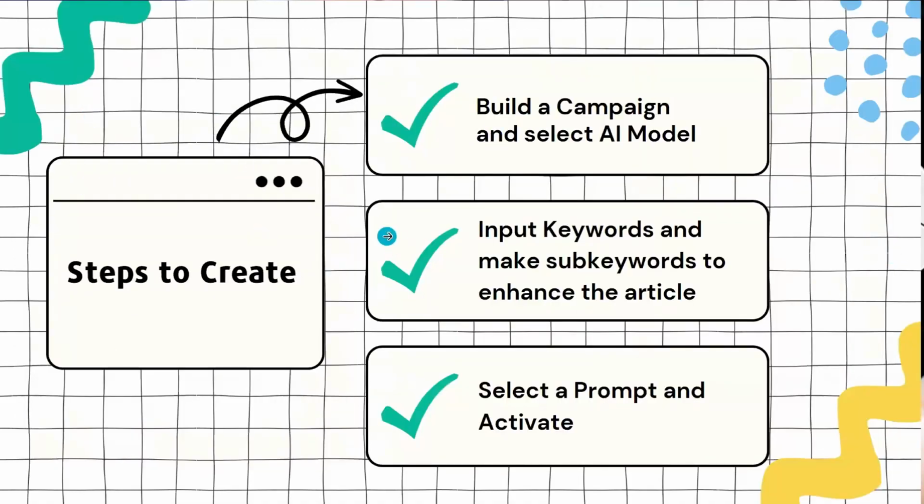So how do you create your bulk articles? Okay. Steps to create. You build a campaign and you select the OpenAI model that you want to use. Second, you input the keywords and make sub-keywords to enhance the article. Guys, if you start with just a title or a single keyword, you could write an article. But if you give AI really good sub-keywords as direction on how to write the article, you can have a far better, higher quality, more readable article. That's what we do when we say we're enhancing the article, enhancing the title.